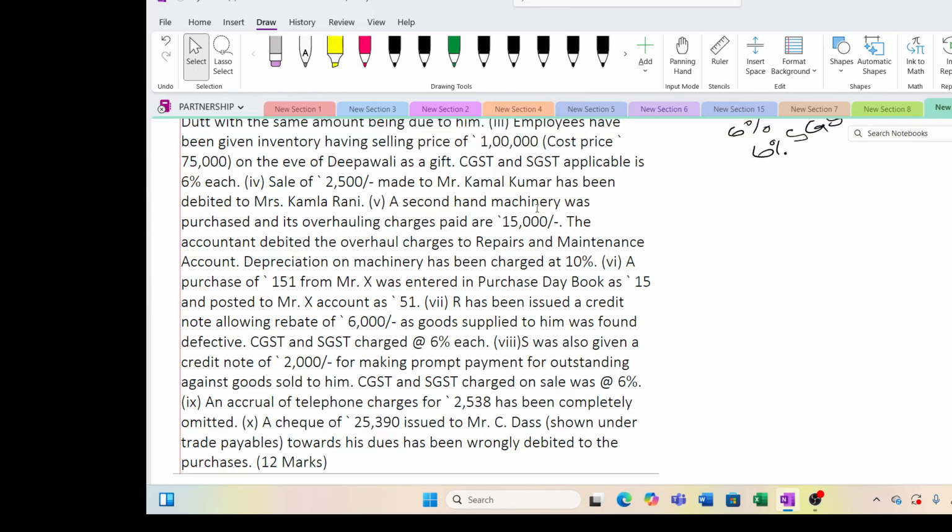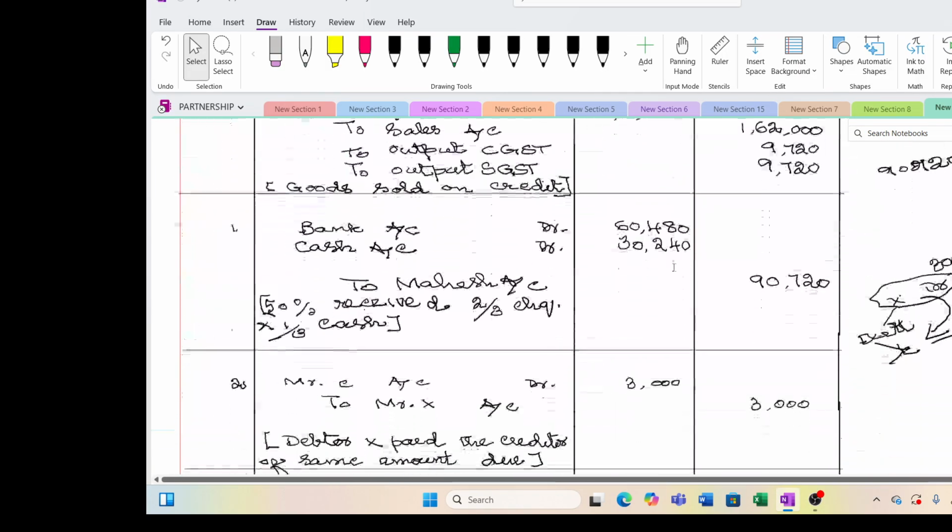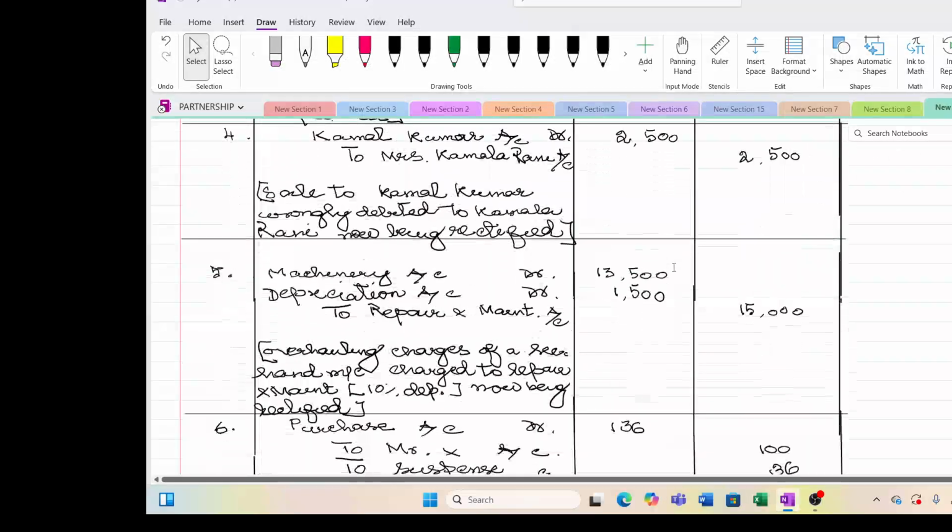So we will not make a separate entry. What we are going to do is a combined entry, that second hand machinery account. You do one thing: first, reverse the repair and maintenance. Take the repair and maintenance account to the credit side of 15,000. See here. Okay. So on 15,000, do the depreciation of 10%, 1,500. The balancing amount will go to your machinery account. Hope it's clear to all of you.